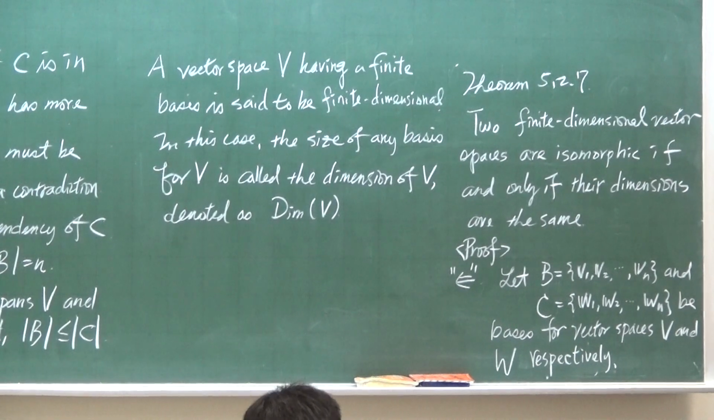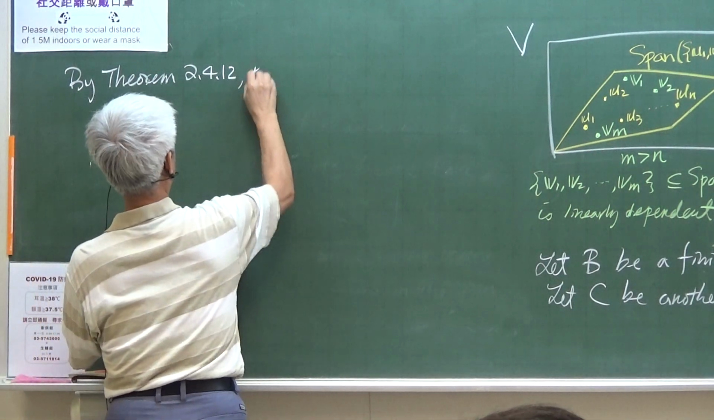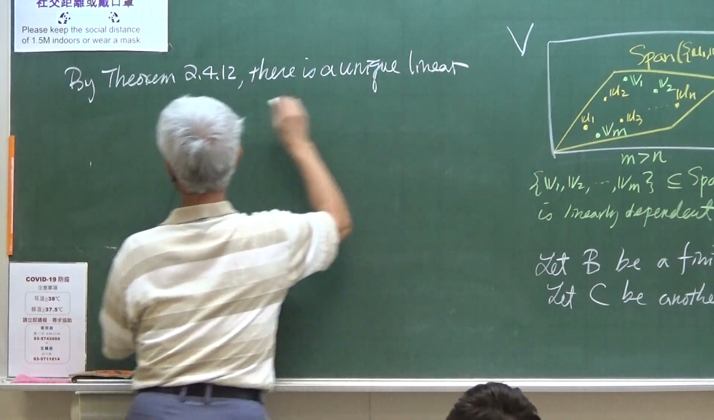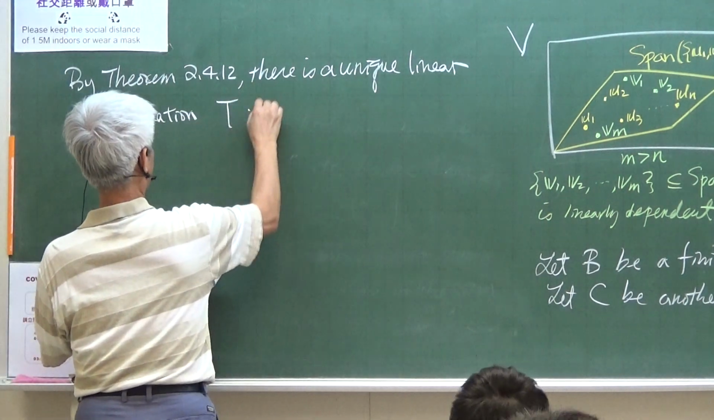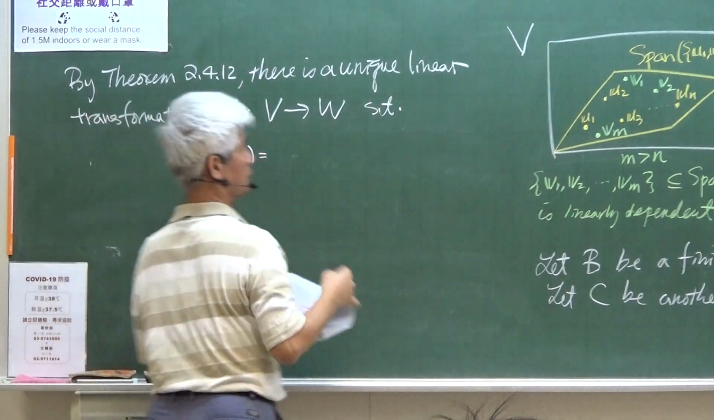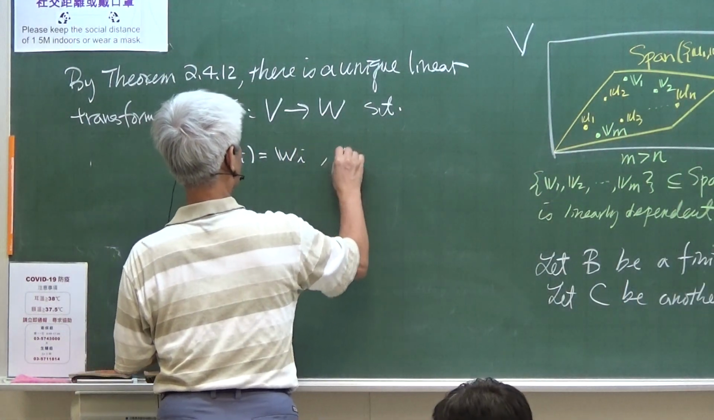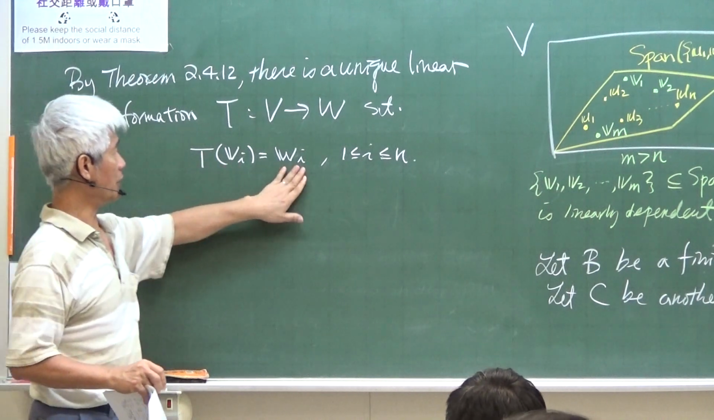Now, by theorem 2.4.12 in chapter 2, there is a unique linear transformation T from V to W such that we assign Wi for each element Vi in B. So this B is linearly independent and spans the vector space V. We give a specification that for every element in the basis B, we assign Wi for that.